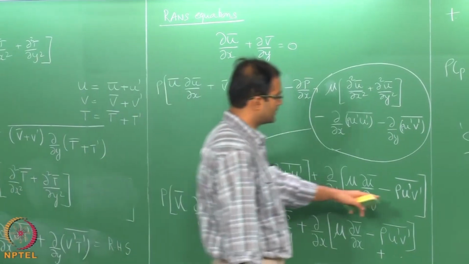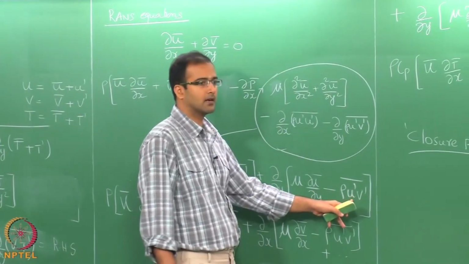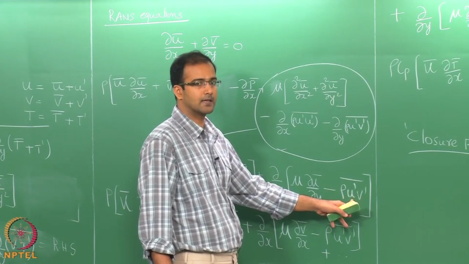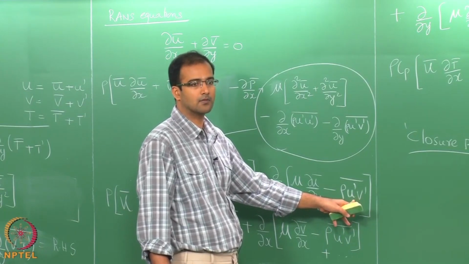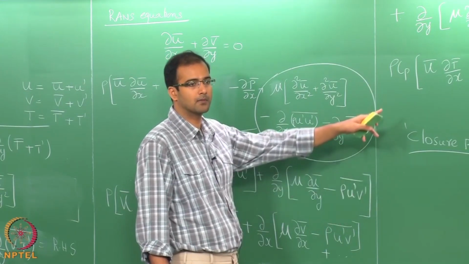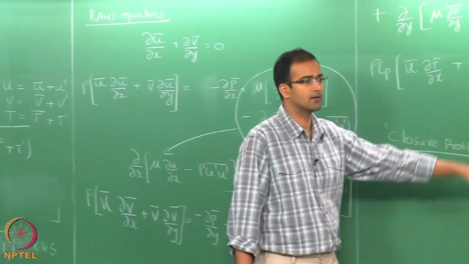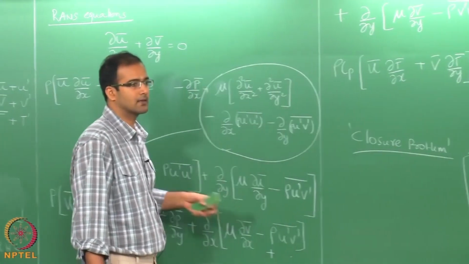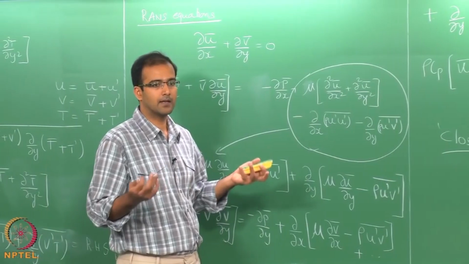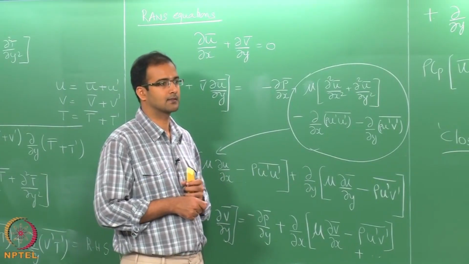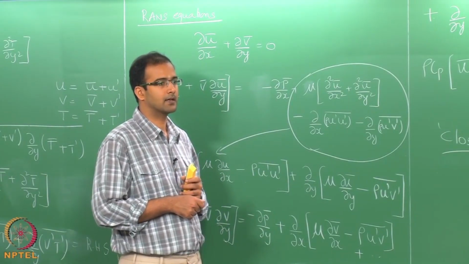Okay. So, in doing so, what we do is we want to avoid the closure problem, because now you have this term. In order to solve for these equations, you need to solve for u prime v prime, u prime u prime, all the 9 stresses have to be solved, then only we can solve these equations. But you do not have any equation for the stresses, you do not have any governing equation. So, then what can we do?